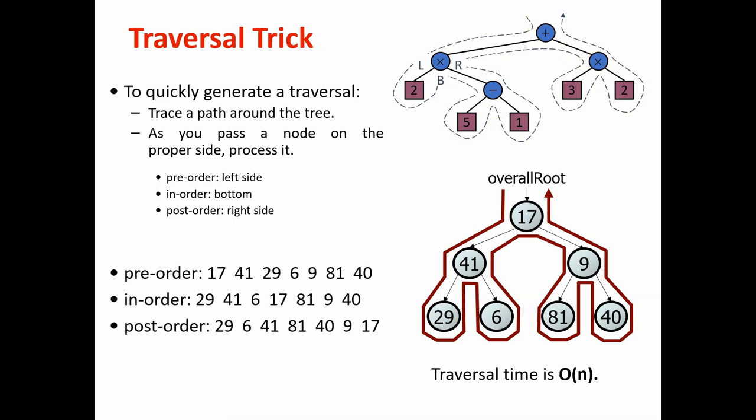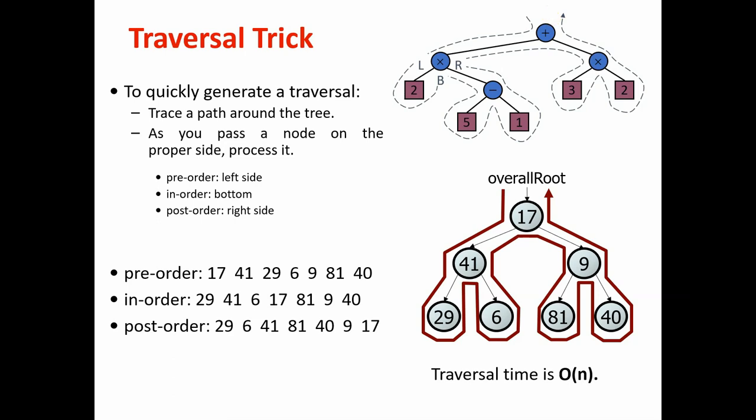If I'm doing in-order, I display or visit every node when I'm passing through its bottom. So I'm going through here, here, and here. Now I'm at the bottom of this node, so the first thing I display is going to be 2. Then I'm at the bottom of this one, it's going to be X, or cross, or multiplication. Then I go here, at the bottom of this one, so 5. I'm at the bottom of this one, I display the minus sign. At the bottom of this one, I display 1. Go back. At the bottom of this one, I display the plus. I go here. I'm at the bottom of 3, I display 3. At the bottom of cross, I display cross. At the bottom of 2, I display 2. And then I go back to the root.